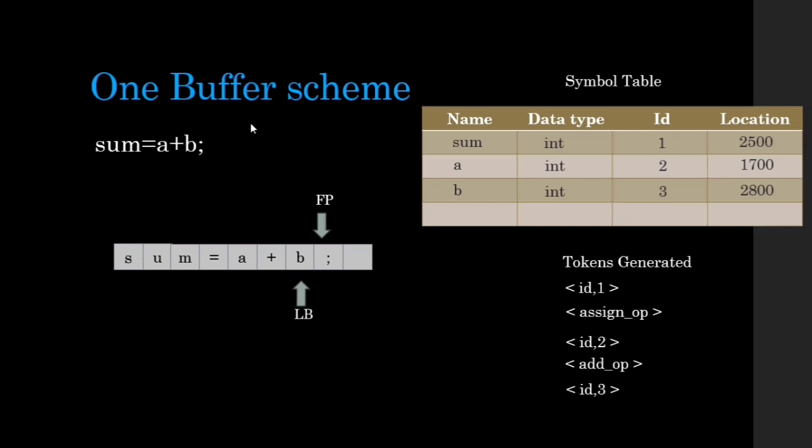Now, lexeme beginning will be moving to the next lexeme called equals semicolon. Now, forward pointer will be moving to the next location. Since next location does not have anything and semicolon is considered to be a lexeme now, semicolon special operator token will be generated. So, this is how the one buffer input scheme is actually working.